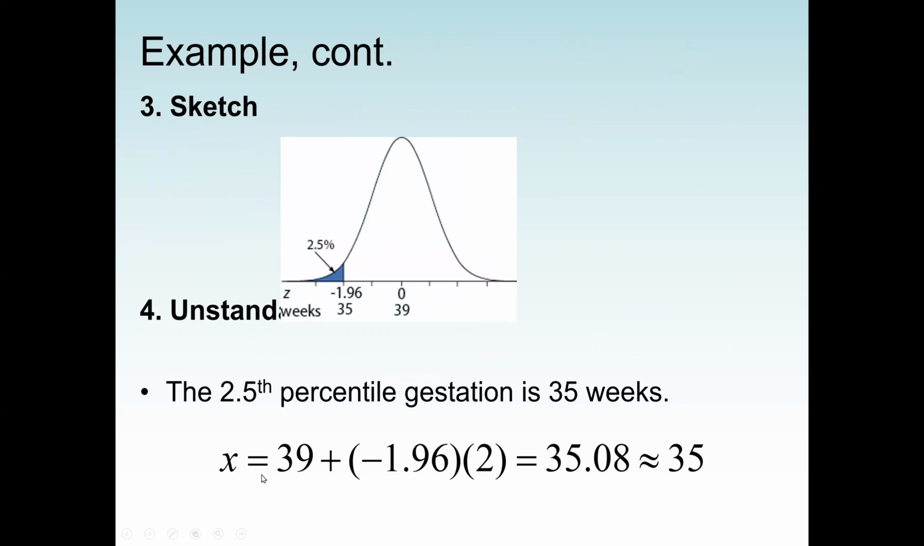So this is the question again. It gives us the mean, 39, plus the z value, which will be negative 1.96, times the standard deviation, which is 2. So we say that the random variable value for this condition, the 2.5 percentile gestation, will be 35 weeks.